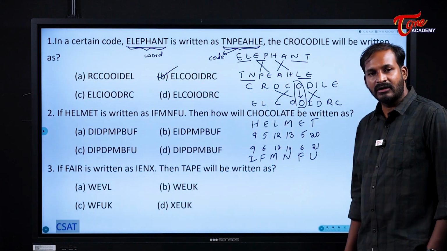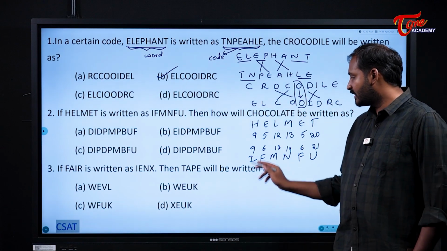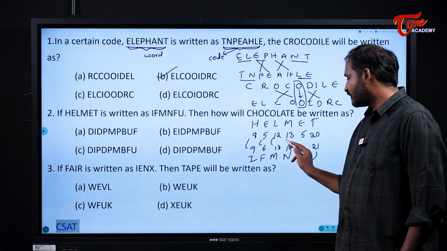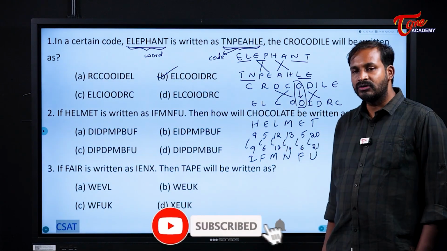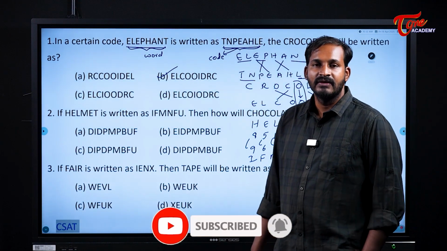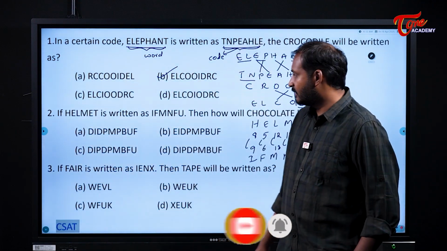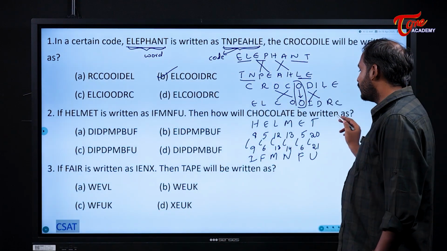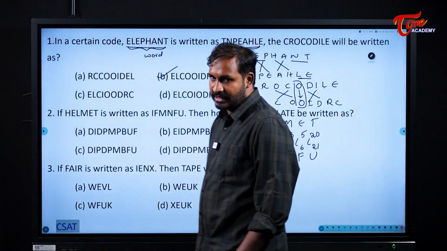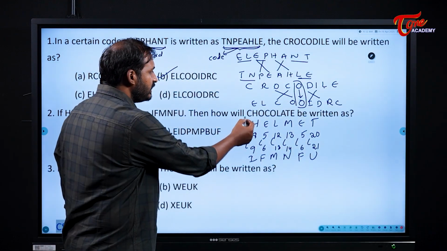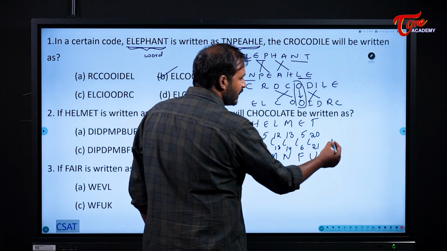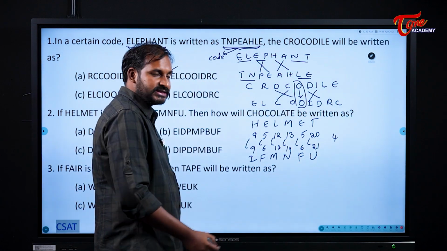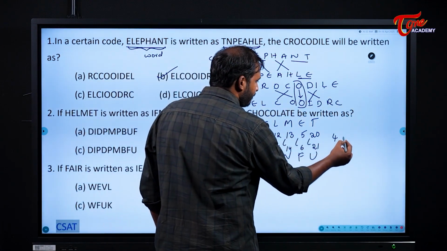Now tell me what is the logic here, students? What is the logic here? Plus 1, plus 1, plus 1, plus 1, plus 1, plus 1, right? So all the alphabets are increased by 1 each. So the same logic. Then how will CHOCOLATE be written? Chocolate will be written in the same code. See, C is already 3, so I need to write it as 4. H is 8. I need to write it as 9.